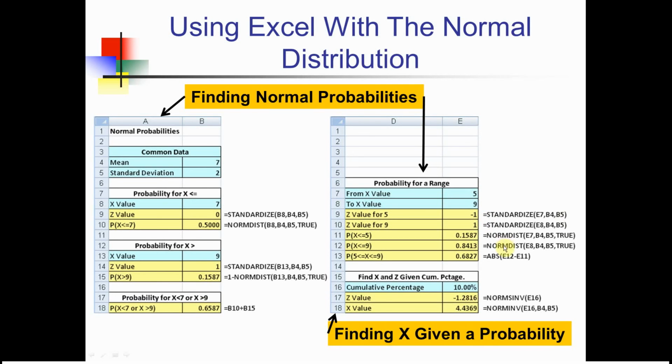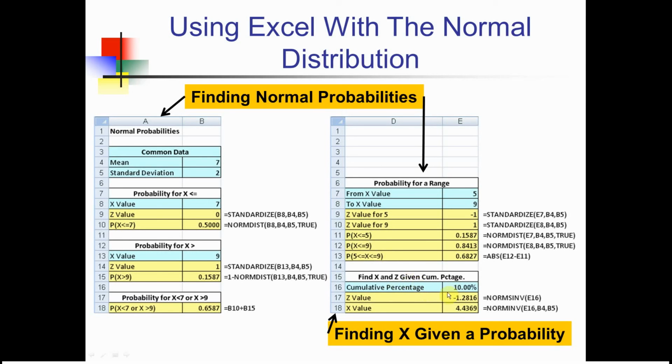Same thing for a range. If you have a range, you can look at the z-scores if you want, or you can calculate directly using norm dist. You get the probability of the smaller one, x is less than 5, and the probability of the larger one, and you take that minus that, and that gives you the range, the probability that x is between 5 and 9.